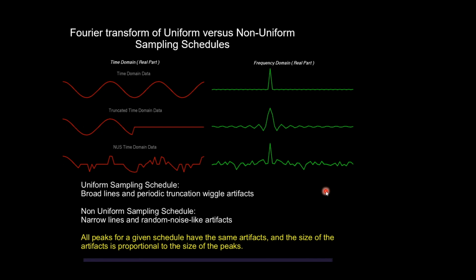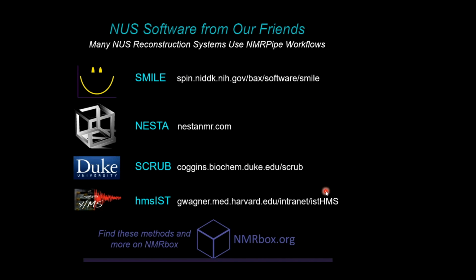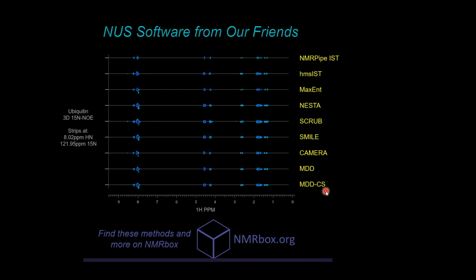So keeping that in mind, that the size of the artifacts is proportional to the size of the signals, that leads directly to one class of methods that we can use to reconstruct the non-uniformly sampled spectrum, and we're going to talk about that in a minute. There are more than a dozen commonly used methods for converting non-uniformly sampled data into spectra. Here are some of them listed. And as a point of fact, the majority of them are actually implemented as part of NMRPipe workflows. So most of the existing methods for reconstructing non-uniformly sampled data can be used in the context of NMRPipe. Today we're going to talk about two methods, IST and SMILE, that are implemented directly inside NMRPipe. And although I won't go through these in detail, there's a list of references that you can refer to if you get a copy of the slides.